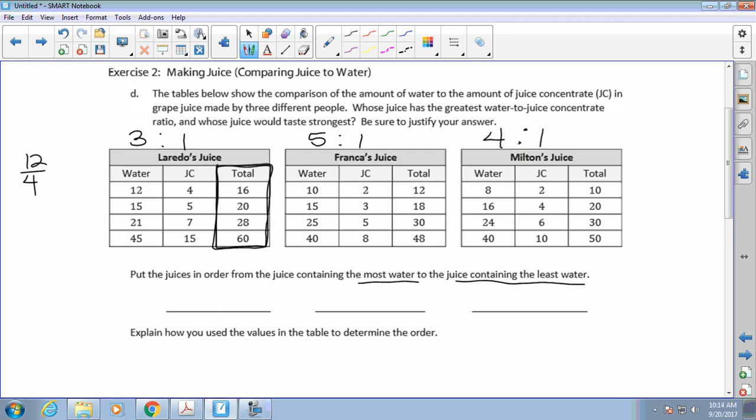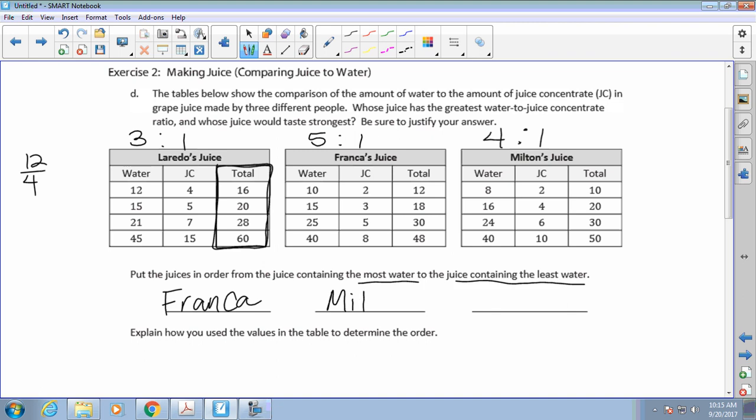So who has, again, the most watery juice concoction out of the 3 gentlemen? Franca's. Very good. Franca is trying to water it down so he can not be overwhelmed by the taste of this juice, I guess. Then we have who next? Who is the middle? Milton. Milton in the middle. Yep, very good.